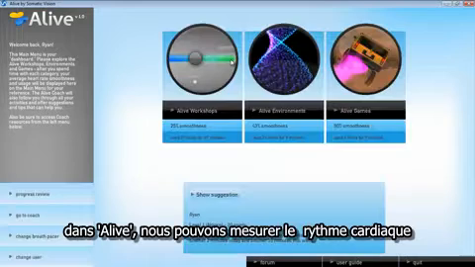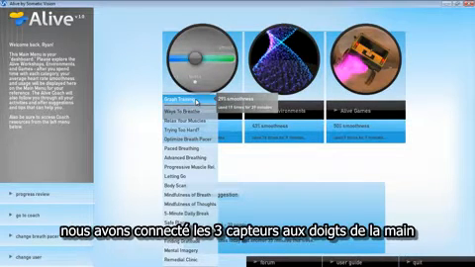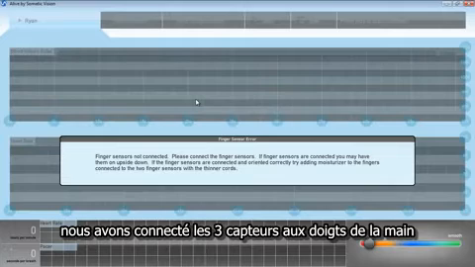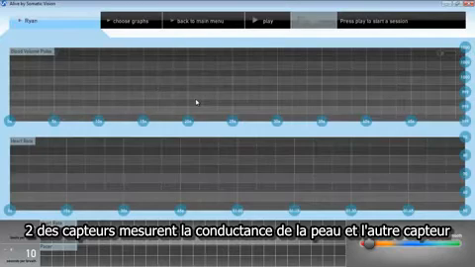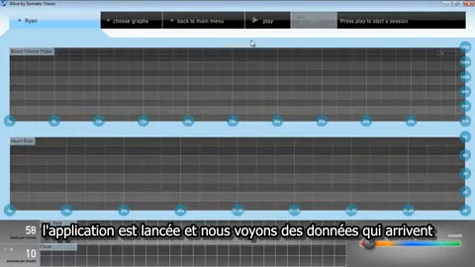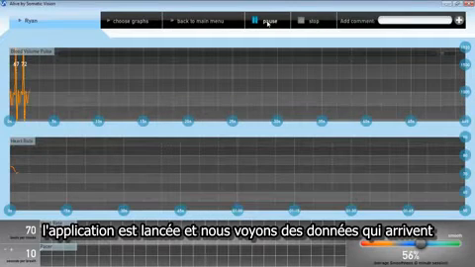So here in Alive, we measure heart rate. There are attached finger sensors, three finger sensors that can be placed on one hand, and two of the sensors measure skin conductance and the other sensor measures heart rate. So I'm going to go ahead and hit play, and we'll see some sample data coming from the sensors.